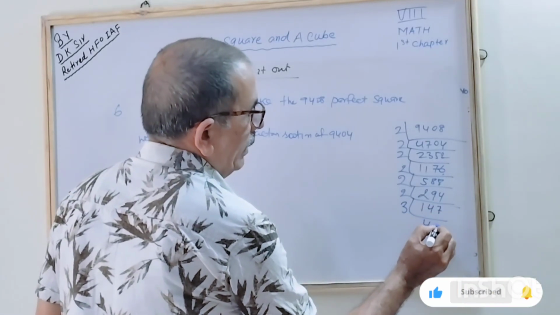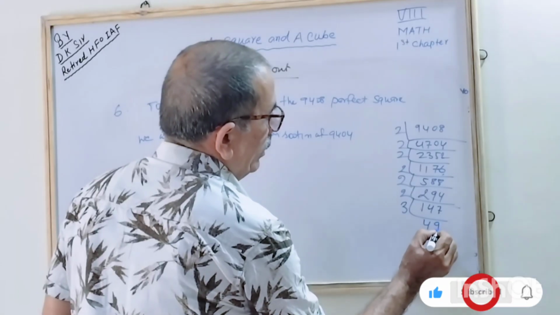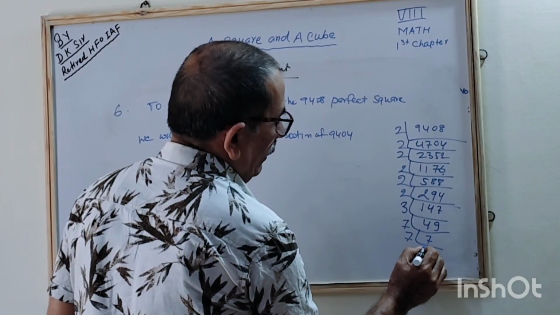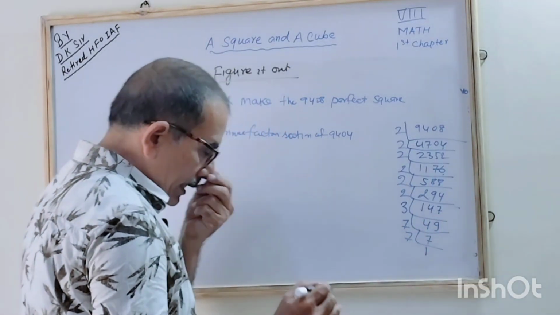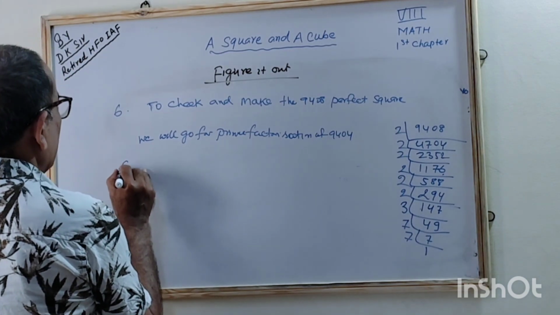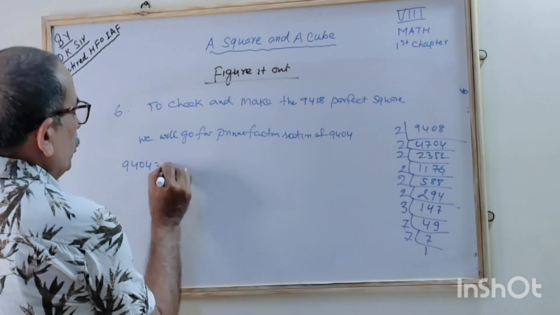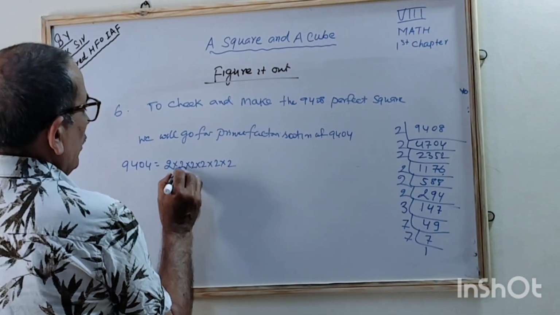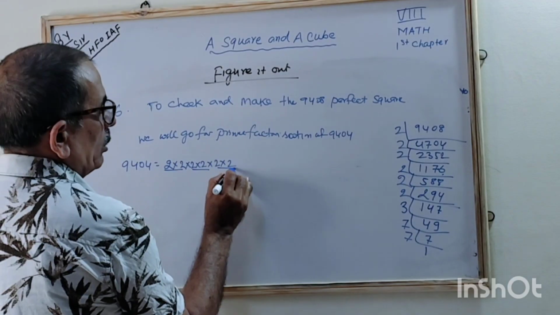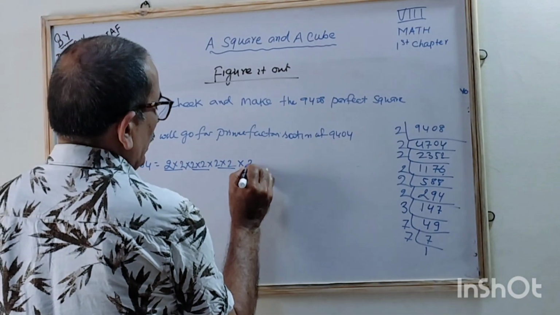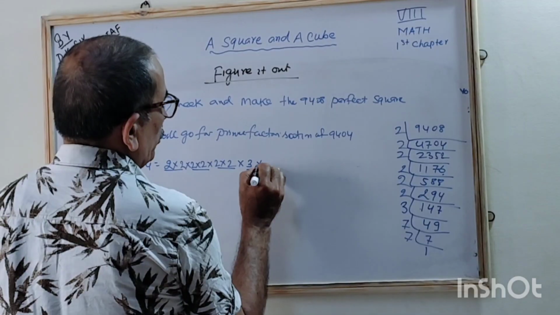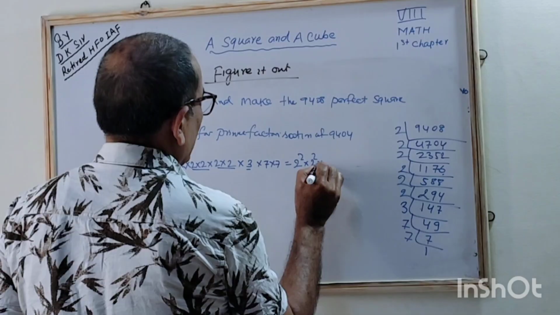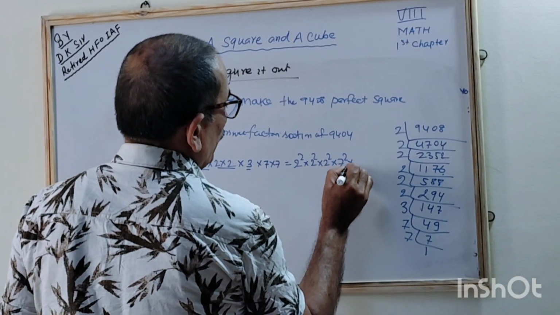3 4s are 12, and 3 9s are 27. Correct? 49. The 7 7s. So it becomes 7 and 1. Correct? So we find that the prime factorization of 9408 is equal to 2 into 2 into 2 into 2 into 2 into 2 into 3 into 7 into 7. We could find the first pair, the second pair, and the third pair. The 3 is not a pair, and then 7 into 7. So it is 2 square into 2 square into 2 square into 7 square. But we find the 3 is alone.